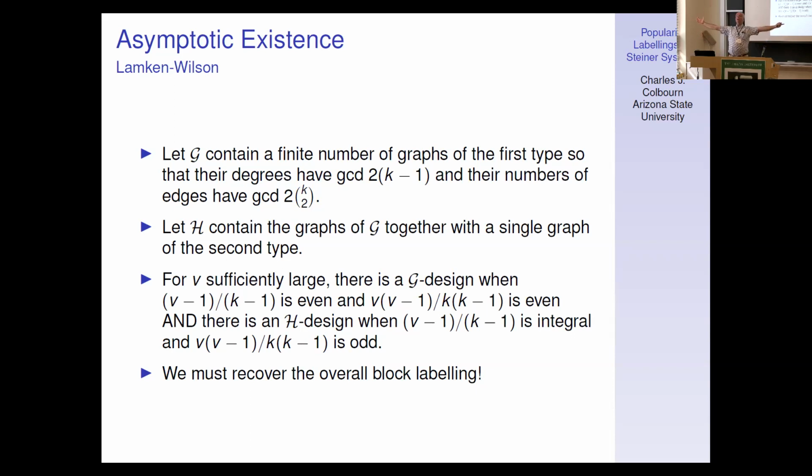I want to take a huge complete graph and partition it into copies of these graphs. And Lamkin-Wilson does this, right? So the Lamkin-Wilson existence result for graph designs tells me that I can do this. And so now what I do is I just apply Lamkin-Wilson. I only use graphs of the first type unless I need the graph of the second type, but I can calculate when. So I'm going to have this graph design with just graphs of the first type, or a graph design with graphs of the first type and copies of that single graph of the second type.